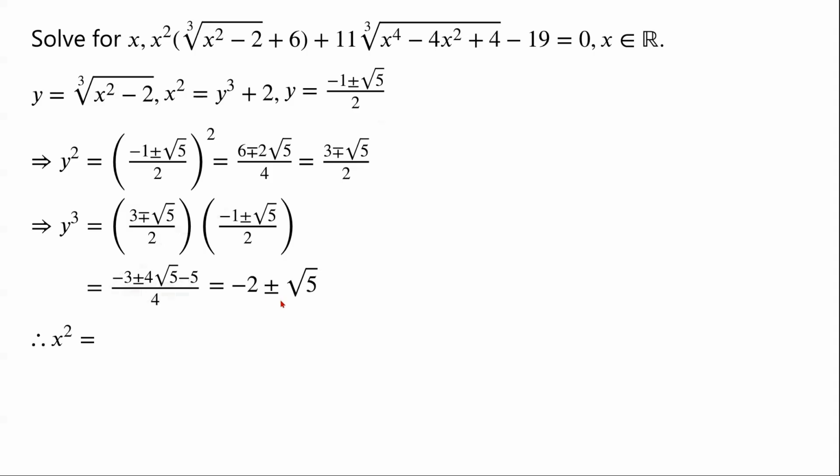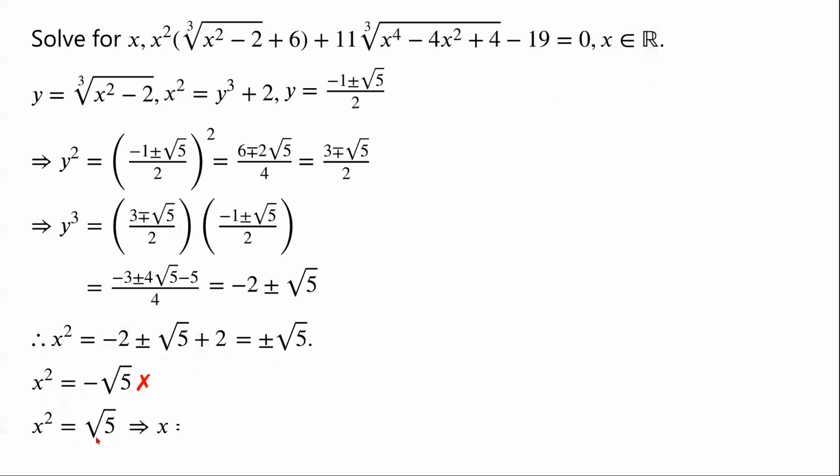So, x squared equals negative 2 plus or minus root 5, plus 2. Negative 2 plus 2 is 0. So, x squared equals plus or minus root 5. We're given that x is a real number. So, x squared can't equal negative root 5. Thus, x squared equals root 5. So, x equals plus or minus the fourth root of 5. Now, we'll verify whether these are solutions.